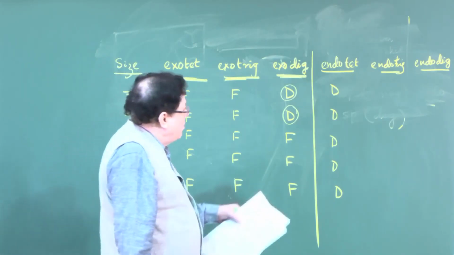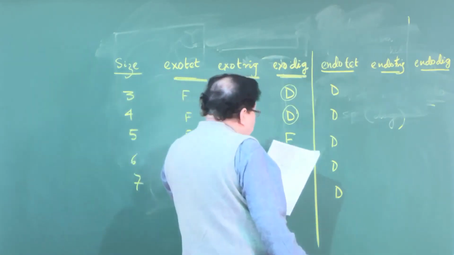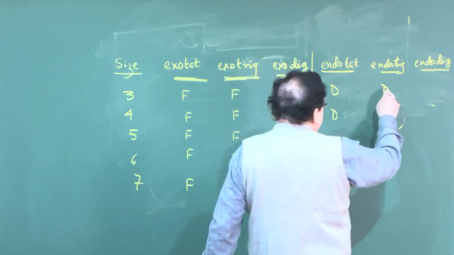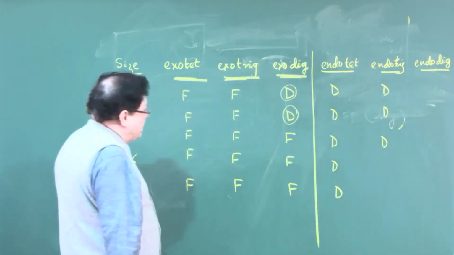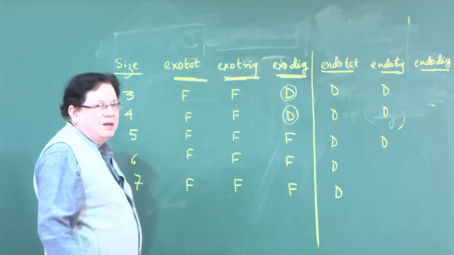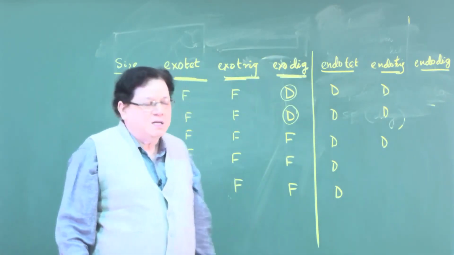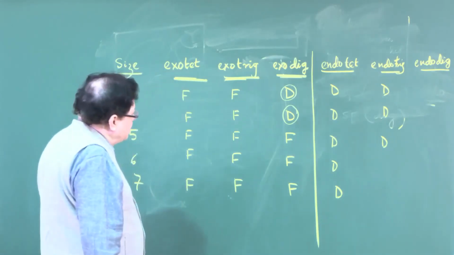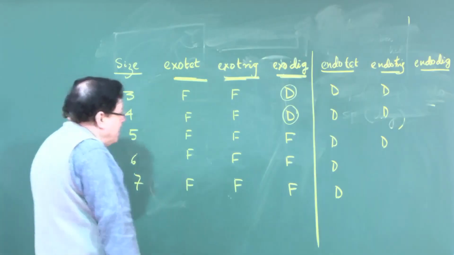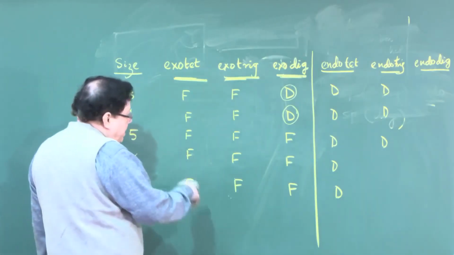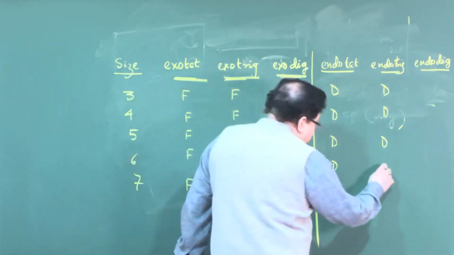What about endo-trig? Endo-trig is disfavored up to 5 membered rings. That means 5 endo-trig is a disfavored process, 4 endo-trig is a disfavored process, and so is 3 endo-trig, but beyond that, 6 endo-trig and 7 endo-trig are favored processes.